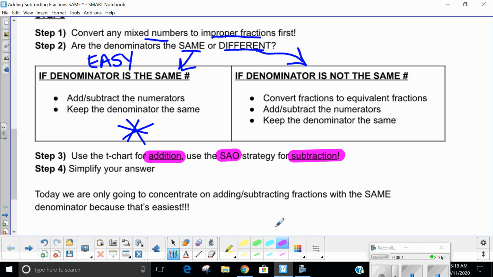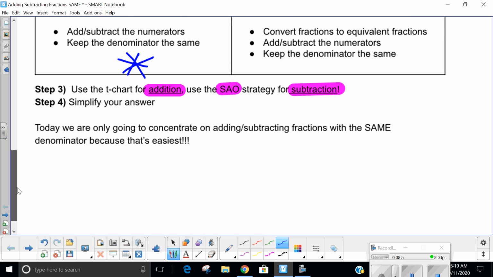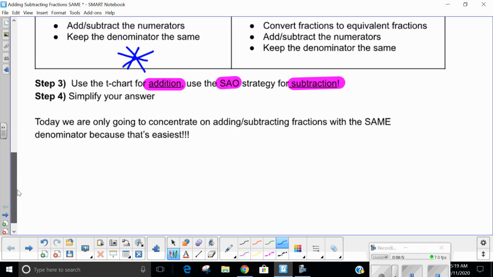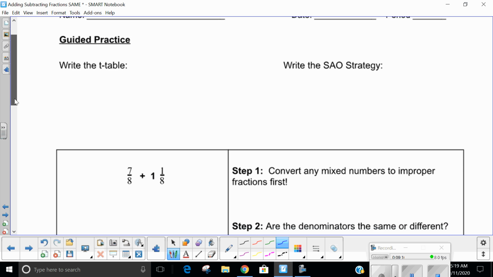And then you're going to have to simplify your final answer. We should always reduce to the lowest possible terms. Simplify, reduce, same thing. So like I mentioned a moment ago, today we're only going to concentrate on adding and subtracting fractions with the same denominator, because that is the easiest condition of our fractions for us. So let's look at some examples. So turn to guided practice.